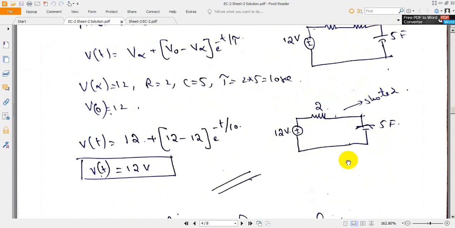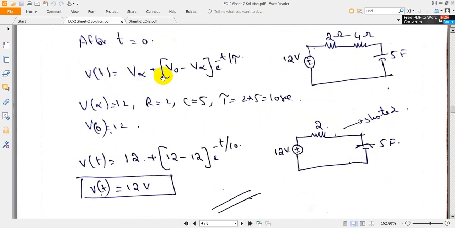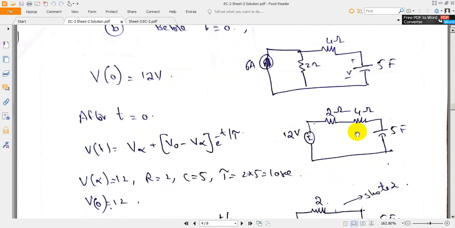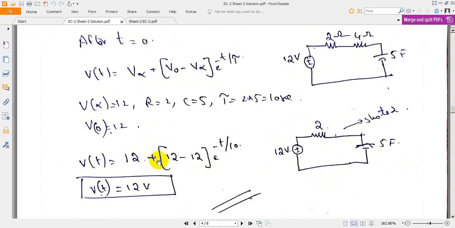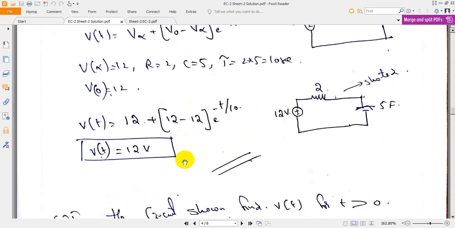If you check this circuit, this is an RC with some excitation. It is a forced response circuit. So V of t is equal to V infinity plus V naught minus V infinity e power minus t by tau. Under this condition, V infinity is the voltage after the switching operation. The voltage across the capacitor is 12 volts, and before switching operation, the voltage across the capacitor is also 12 volts. Simply we can write it as 12 plus 12 minus 12 e power minus t by tau, and this part will get cancelled. You will get V of t is equal to 12 volts.